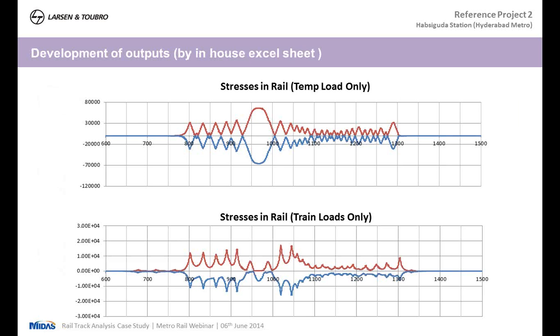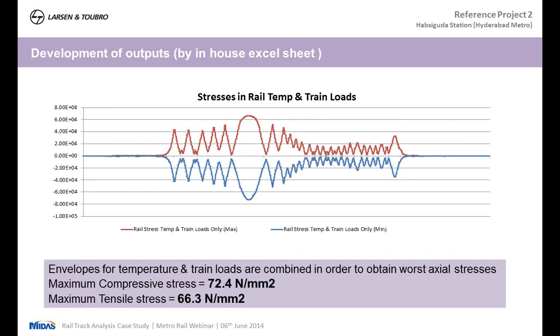Output envelopes were developed for temperature and train loads as explained earlier in the in-house Excel sheet. The first one is for stresses in rail due to temperature load only. And the second one is for stresses in rail due to train loads only. This is the combined envelope for rail temperature and train loads. Maximum compressive stress was 72.4 N/mm², and maximum tensile stress was 66.3 N/mm². Here we can see the tensile stresses satisfy the UIC recommendation, which was stated in earlier slides by Mr. Axial.